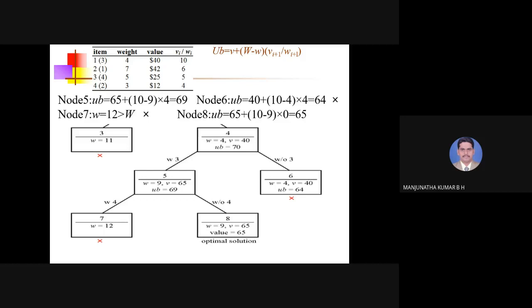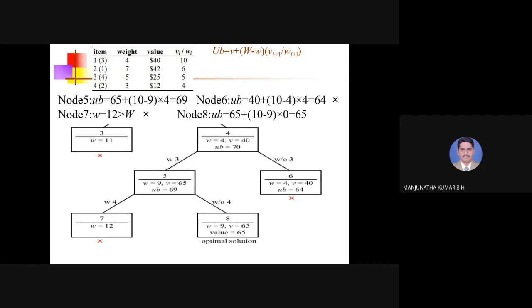Now in this level, I have two nodes, node 5 and node 6. Observe only these two nodes and choose the best one. Yes, the best one is node 5, whose upper bound value is 69. Now I have to explore node 5, because I still have to consider one more item. What is the last item? Item 4, with 4 and without 4. Again you will get two child values.